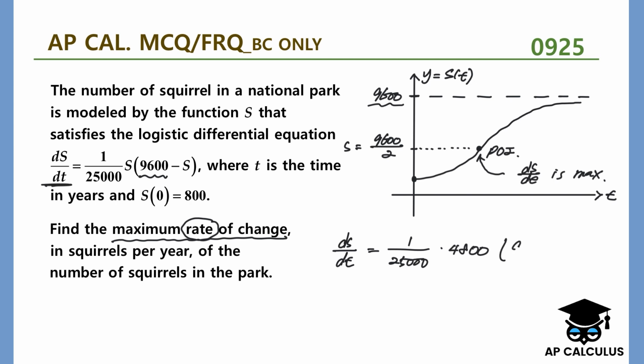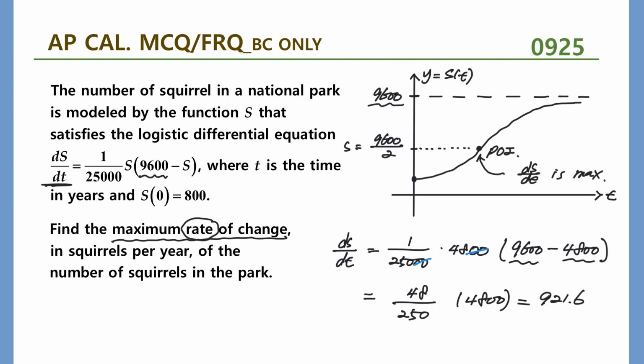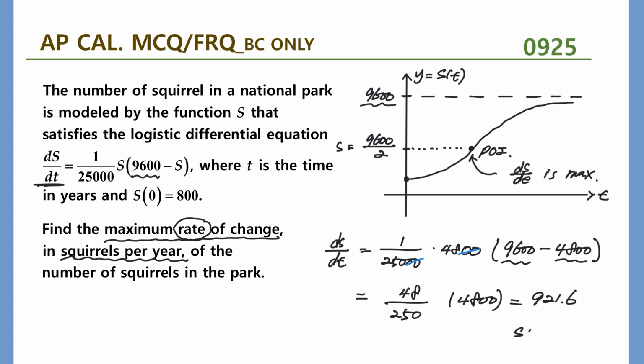4,800 times 9,600 minus 4,800. Eliminating 2 zeros from the numerator and denominator, that's going to be 48 over 250 times 9,600 minus 4,800, that's 4,800. If we use our calculator, that's going to be equal to 921.6. And our unit is squirrels per year. That's our maximum rate.